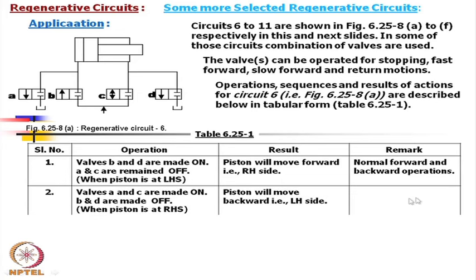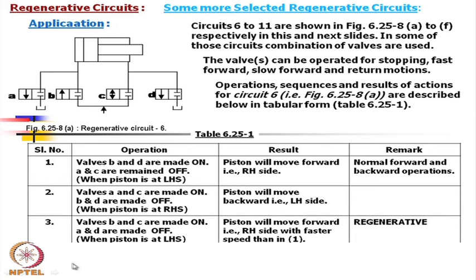Now, next, the valves A and C are made on and B and D are off, then the piston will move backward, that is, to the left hand side. So, we have made A and C on. Oil is going in this direction, this is closed, so oil cannot flow in this direction and oil has to go back to the tank. So, again normal return operation.